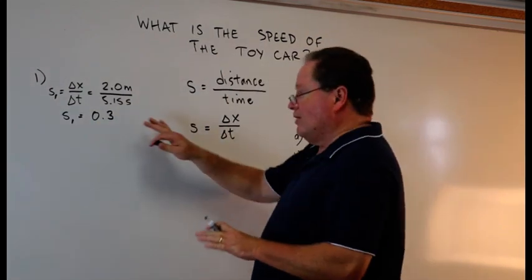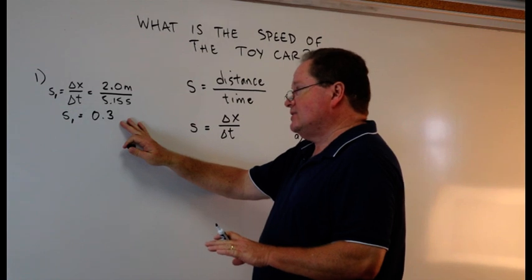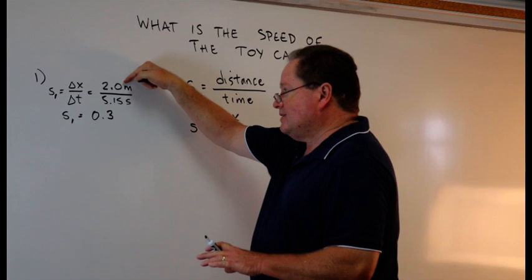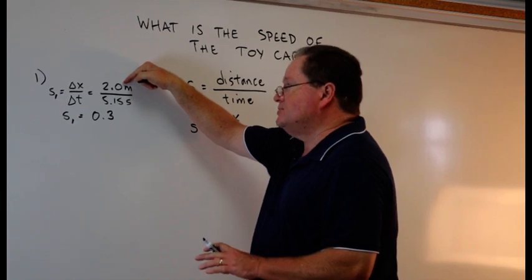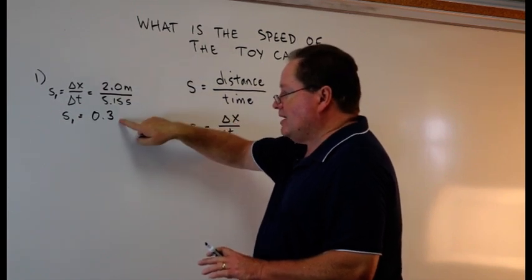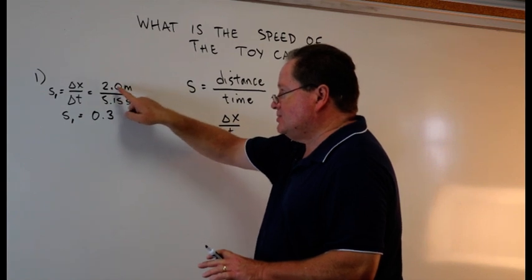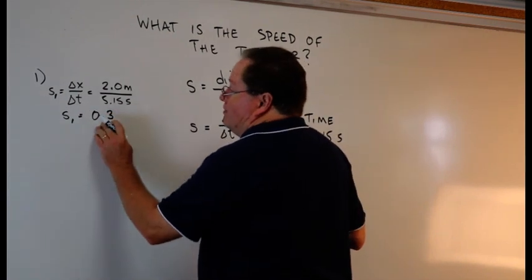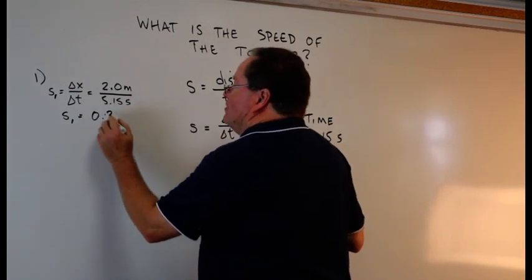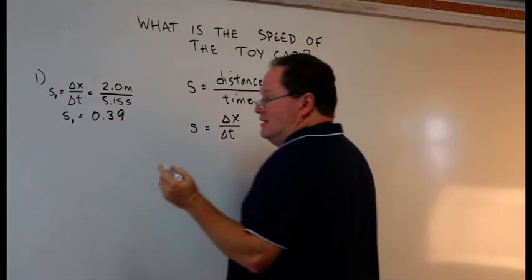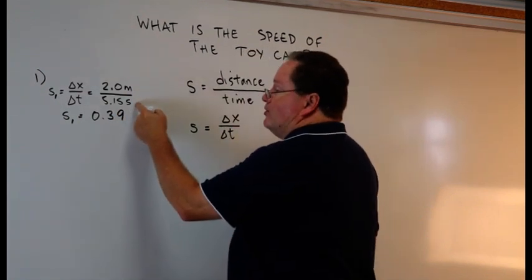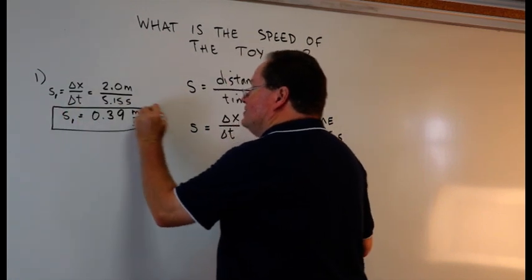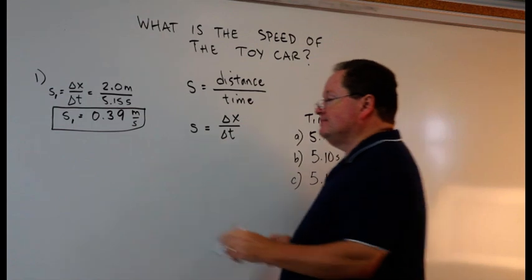I get 0.388. Now, one of the rules when we do a calculation is we need to look at the numbers we're using, and the one that has the least number of significant figures determines how many I'm allowed in my answer. Since this only has 2 sig figs, that 0.388 becomes 0.39. The unit would be meters per second. All right, so that is our speed for the first one.